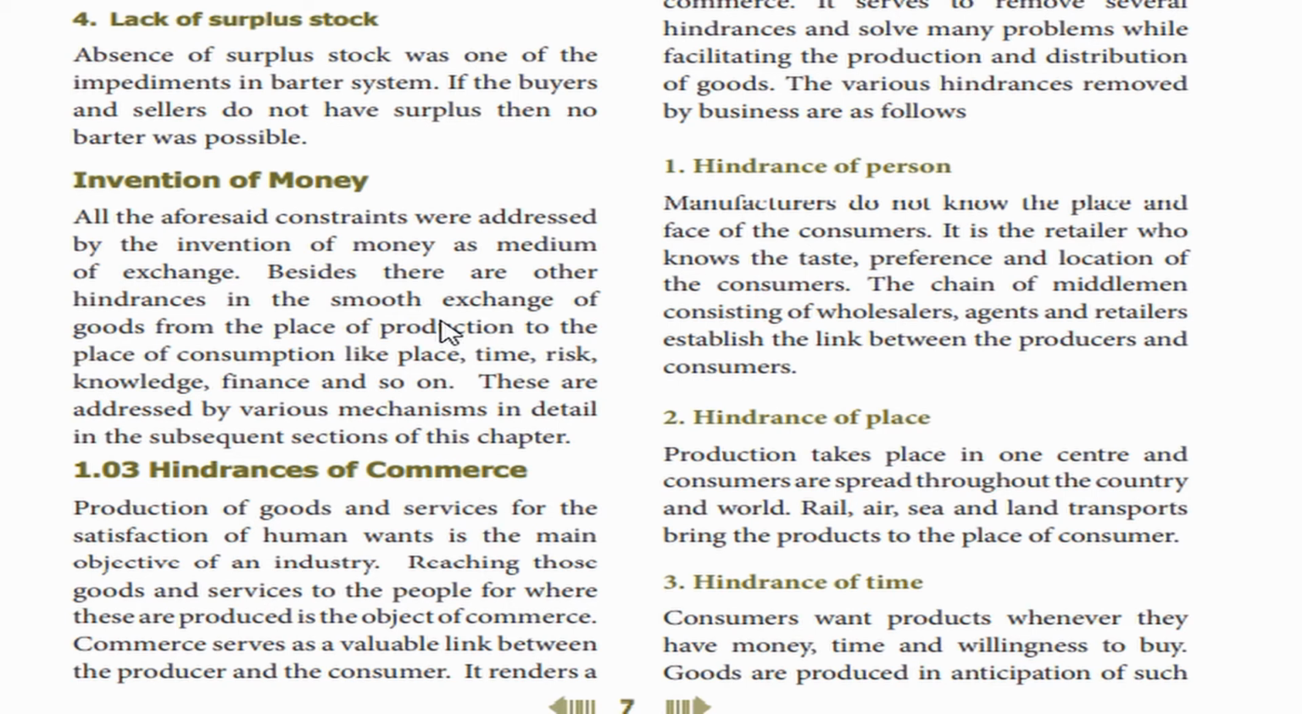The chain of middlemen consisting of wholesalers, agents, and retailers establish the link between the producers and consumers. So the middleman is establishing the link between the producer and consumer through the wholesalers, agents, and retailers. These are the middlemen between the producer and the consumers. Okay. The next one is hindrance of place.